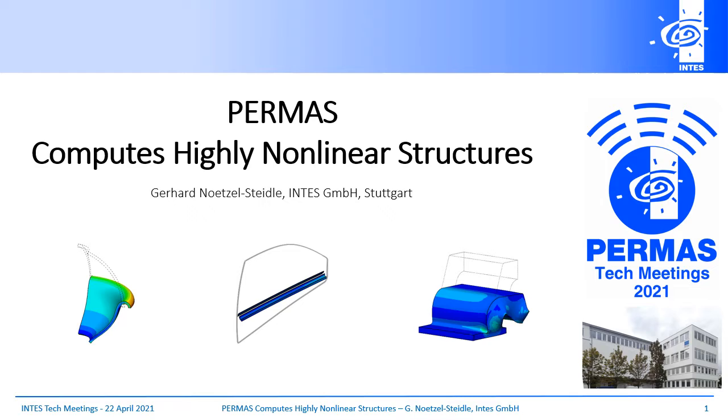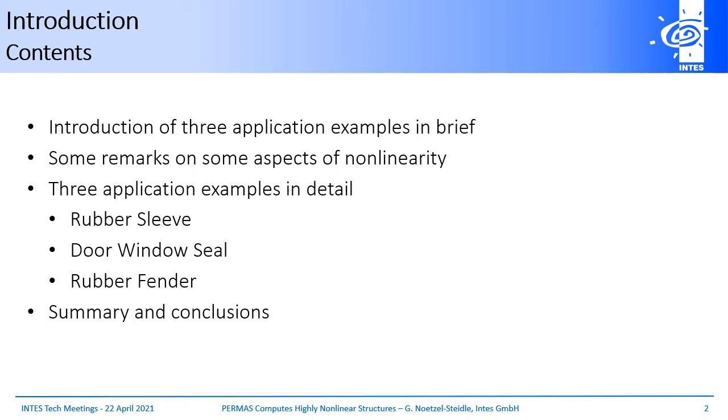This presentation is a summary of some current studies that are dealing with the PERMAS capability to handle highly nonlinear structural behavior. I want to show you the nonlinear static capabilities of PERMAS by means of three realistic applications, in brief and more in detail. These are a rubber sleeve, a door window seal, and a rubber fender.